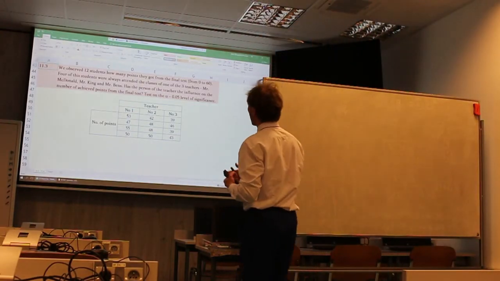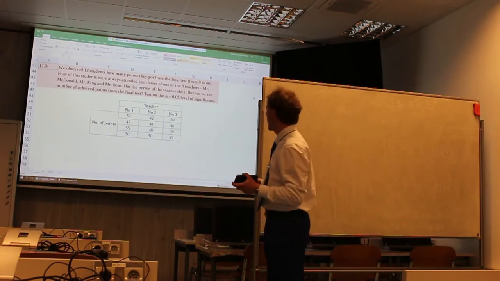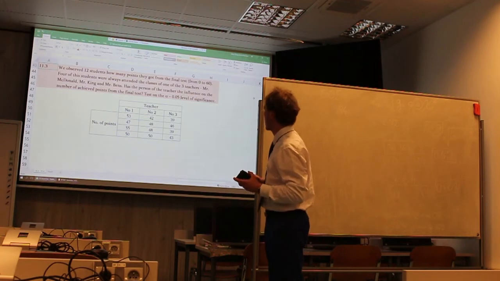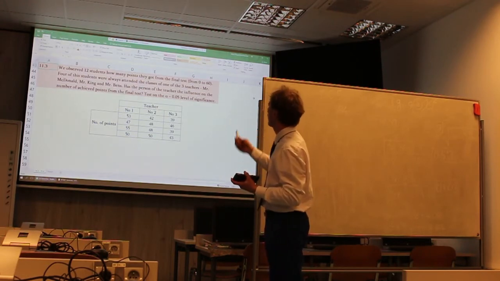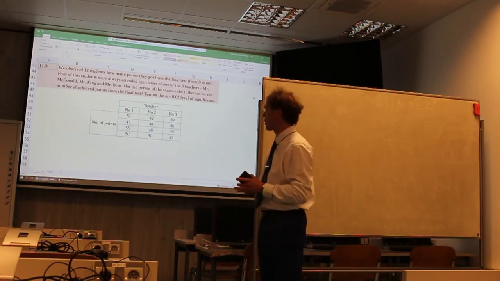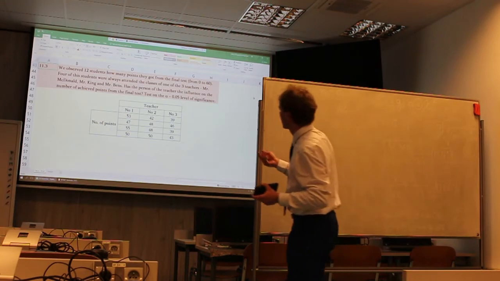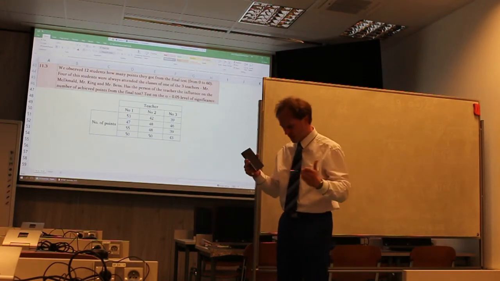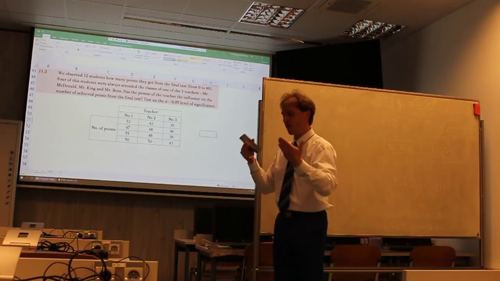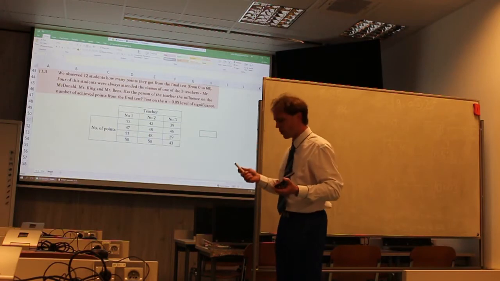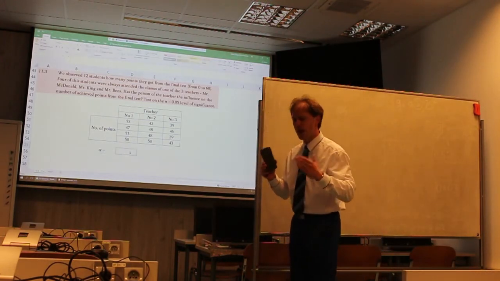Okay, another situation about analysis of dependence. You already saw this example about teachers and students. We observed 12 students and how many points they got from the final test, from 0 to 60. Four of these students always attended the classes of one of three teachers, Mr. McDonald, Mr. King, and Mr. Benz. We already calculated that there is a potential dependence, because we calculated the effect size on the basis of sums of squares. So today we will use an exact statistical test.